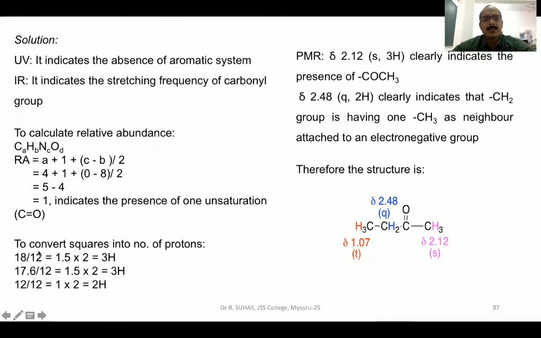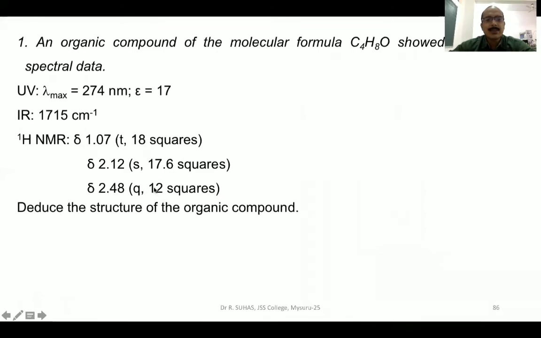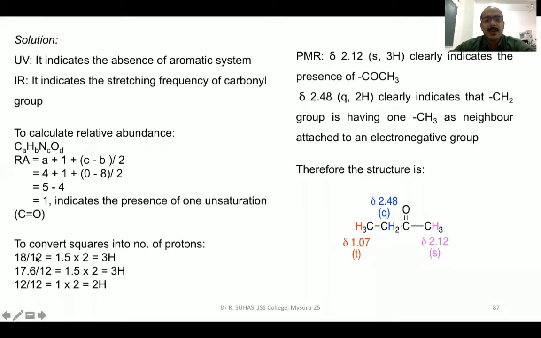Now the next step in this problem is to convert the squares into the number of protons. It is just simple mathematics. Among the squares, say 18, 17.6 and 12, the least is 12, so divide everything by 12. 18 by 12, 17.6 by 12, 12 by 12 gives 1.5, 1.5 and 1. There cannot be 1.5 protons in a compound, there should be either 1 or 2, so you have to convert this fraction into a whole number starting from the number 1.